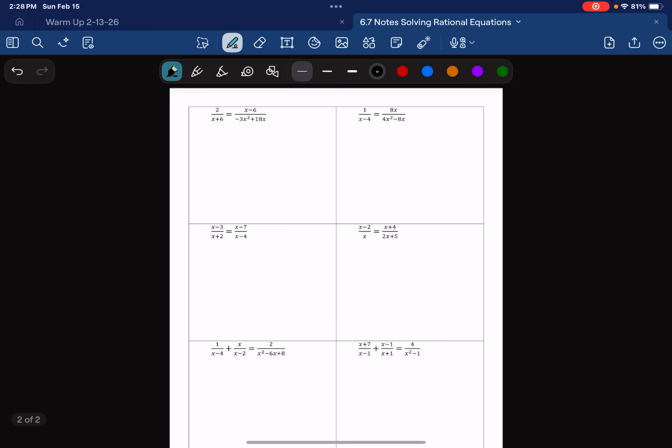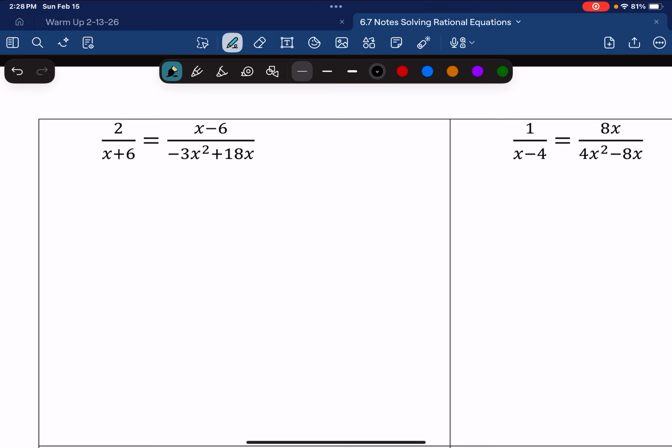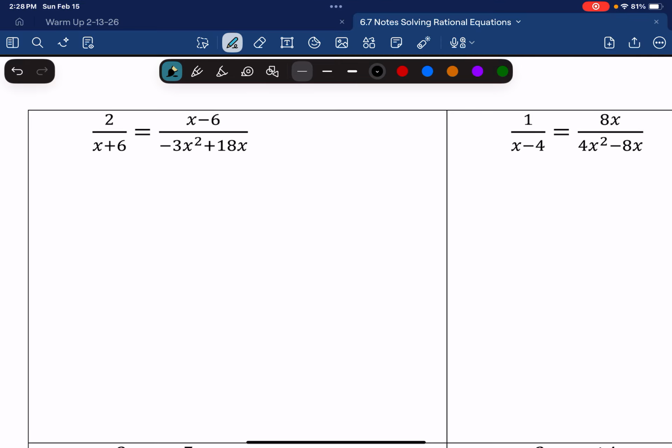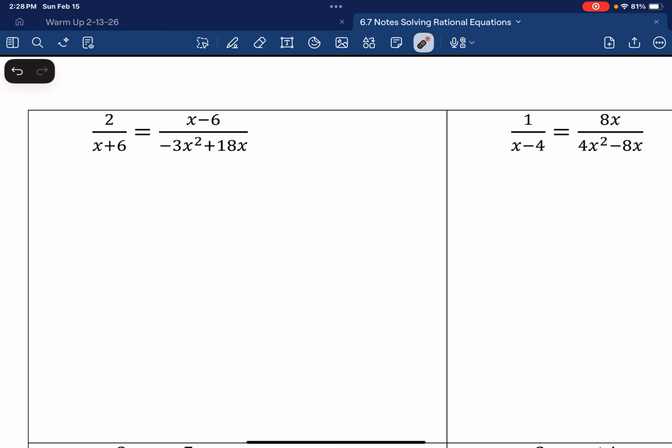All right, let's try some more. This problem is a little bit more involved. I still have a proportion because, again, it's one fraction equal to another fraction. So when I look at these two problems, I can see that this denominator is not in factored form. So I want to go ahead and factor this just to see what I have.